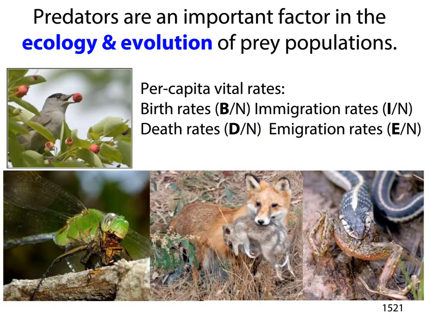So predators are actually a pretty important factor in the ecology and evolution of prey. Okay, so remember we talked about those per capita vital rates, those birth rates, and the immigration rates, and then the death rates and emigration rates. Well, predators in theory are going to impact all of these, okay? So they have a pretty big impact on the environment.